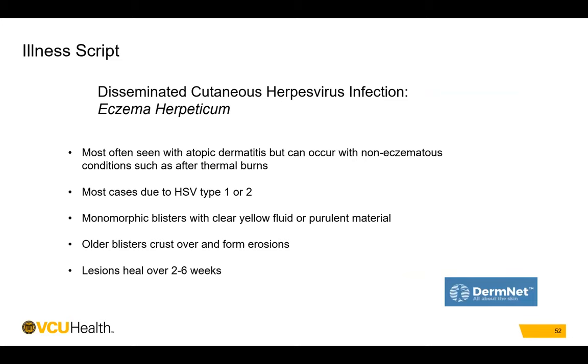So next thing I tried to do is look for examples of disseminated cutaneous herpes virus infections, so things that involve multiple dermatomes. And there is a condition known as eczema herpeticum, as you'd expect from the name, typically associated with atopic dermatitis, often in patients on some sort of immunosuppressive drugs. But it could also occur after conditions such as thermal burns. So maybe, again, in this unique situation of this neoplasm, likely ectopic ACTH, maybe our presentation's a little bit different. It is most commonly caused by HSV type 1 or 2. And the description of the rash fits reasonably well with what our patients describe, these blisters that move on to crust over, form erosions, and heal over 2 to 6 weeks.